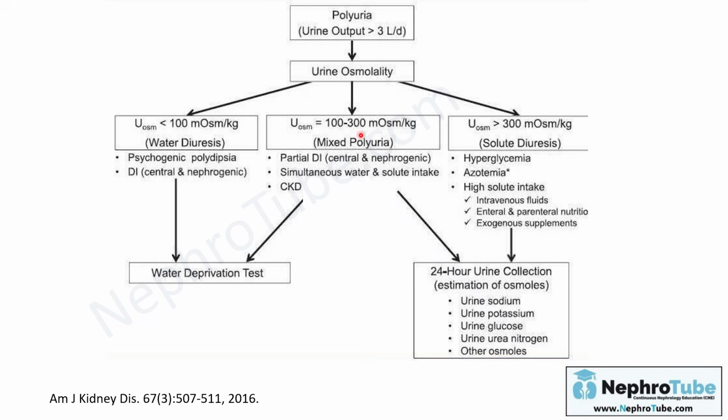So if urine osmolality is between 100 and 300, we have to do both the water deprivation test and the 24-hour urine collection for estimation of osmoles. You have to measure urine sodium, urine potassium, urine glucose, urine nitrogen, and other osmoles, and I will show you now how to approach this.